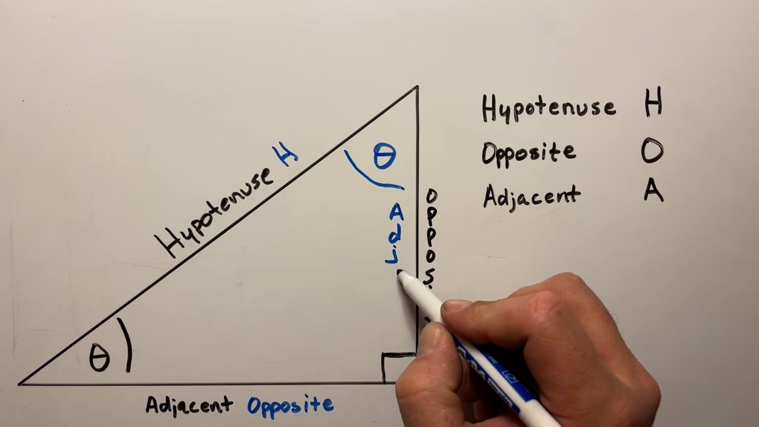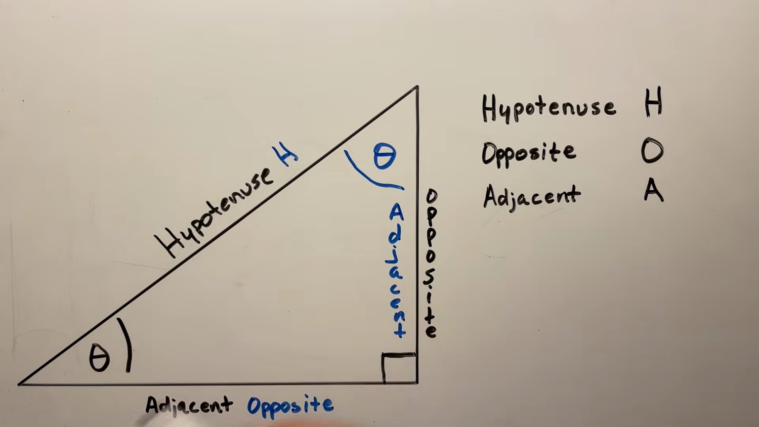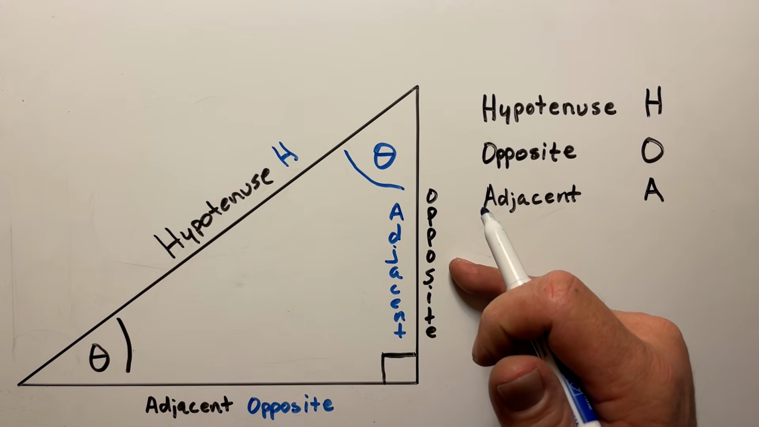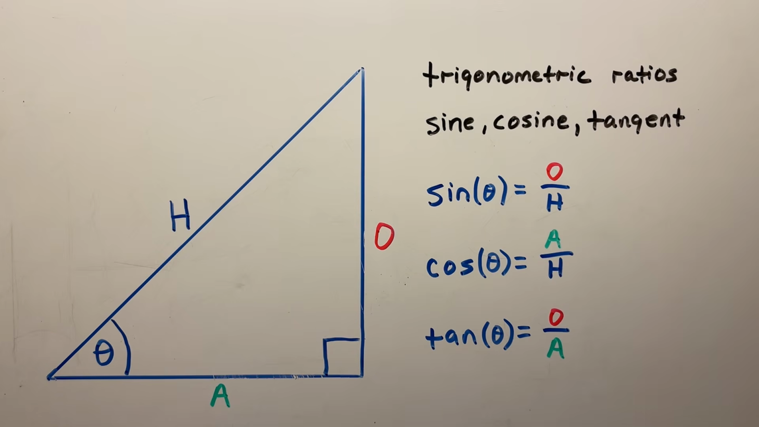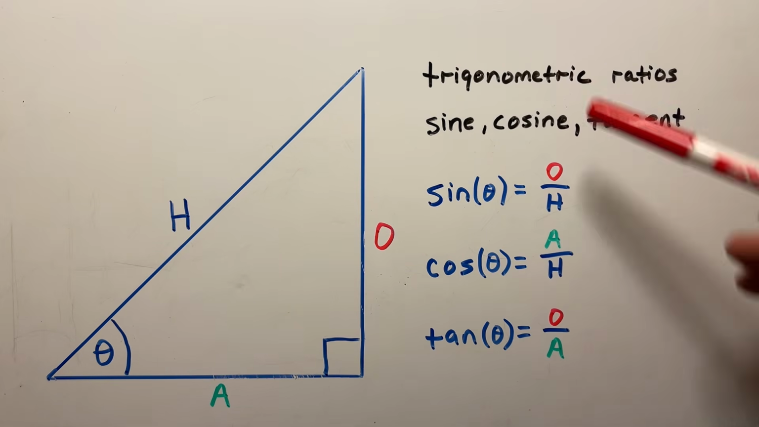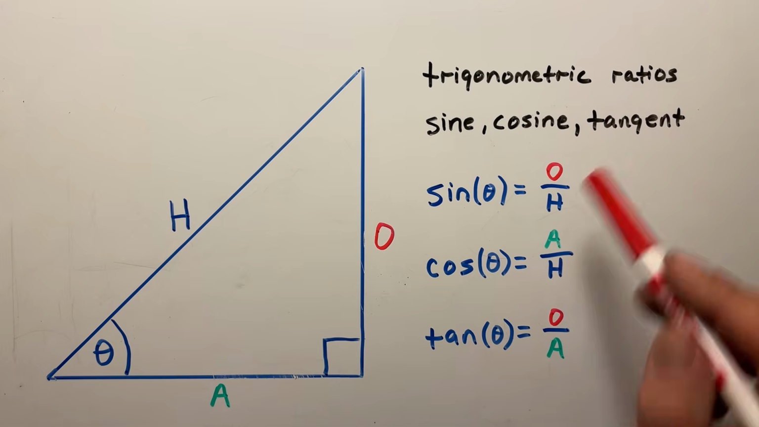So it's important to be able to identify which angle you're going to be working with, because that will determine which of these sides is your adjacent and which is the opposite. And that is the most fundamental thing when working with trigonometry. Once you are able to identify and label the triangle correctly, everything else becomes a lot simpler. The three basic trigonometric functions are trigonometric ratios. They are called sine, cosine, and tangent.